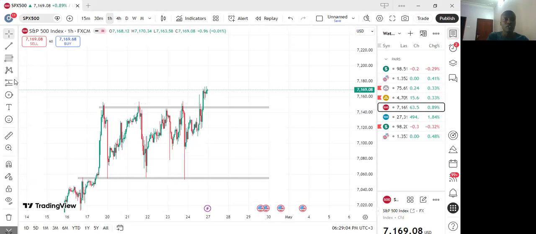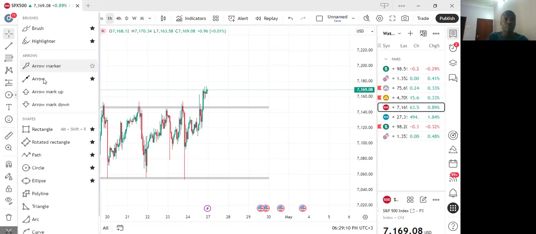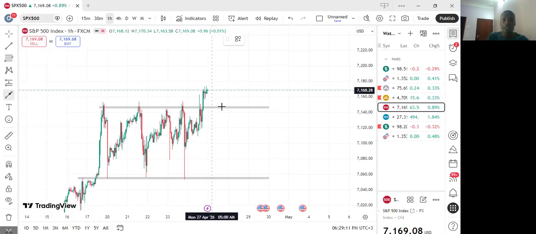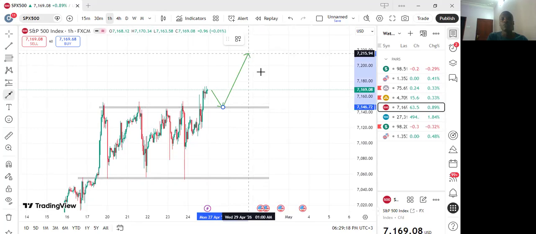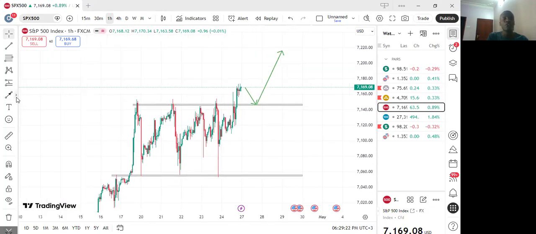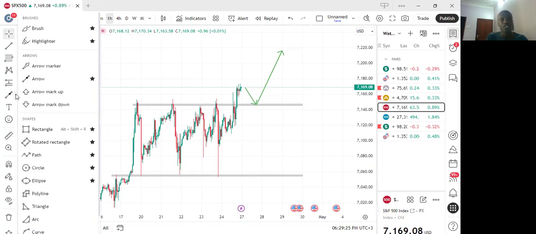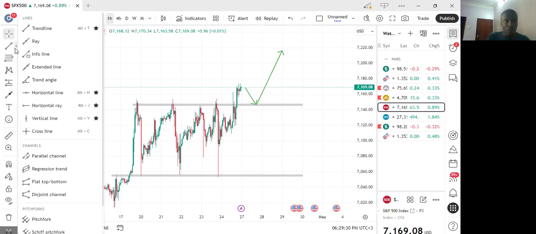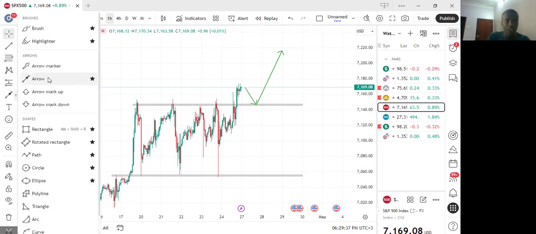I'll be patient and wait for a potential pullback from the market up to this specific area here. Then from here, I'll probably look for buys. One of the things with ranging markets is that once you see a ranging market, the same amount of pips that price has moved within the range, the same amount of pips price is likely to move once it breaks a specific area.